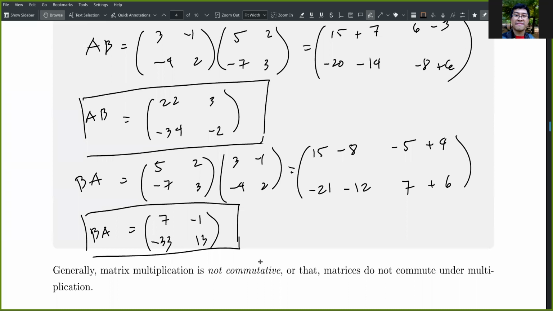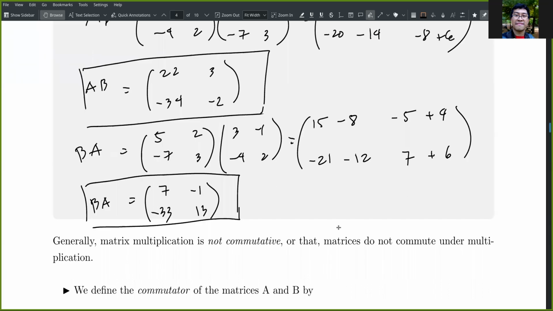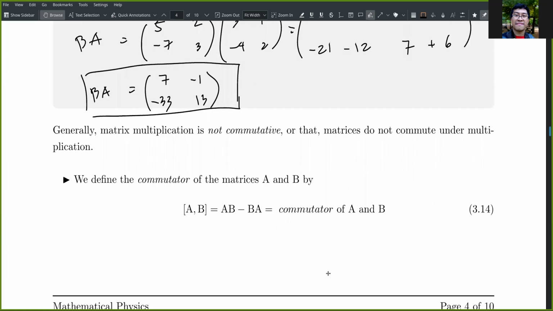That's in general the case. AB, or the product of matrix multiplication, is not commutative. So generally matrices do not commute. There are matrices that commute, but not all. So we define the commutator of the matrices A and B by this relation. So the commutator of A and B equals AB minus BA. That's the commutator of A and B.